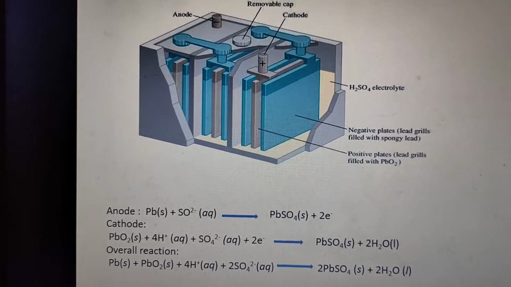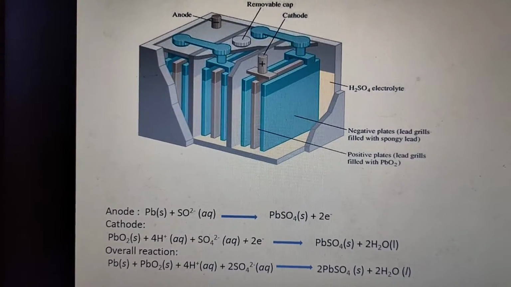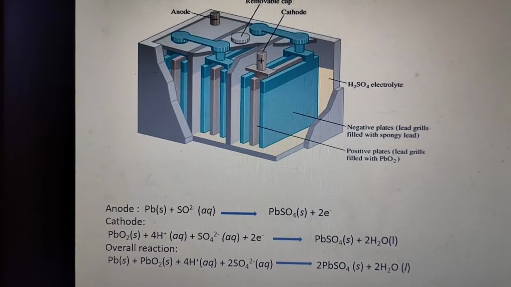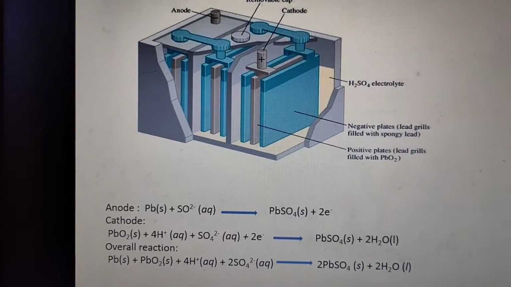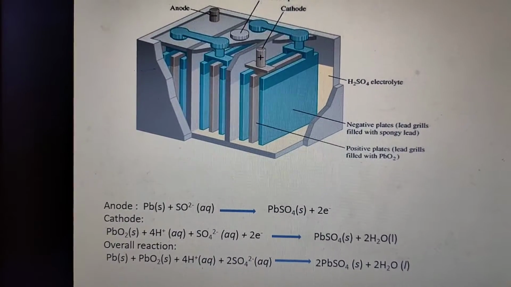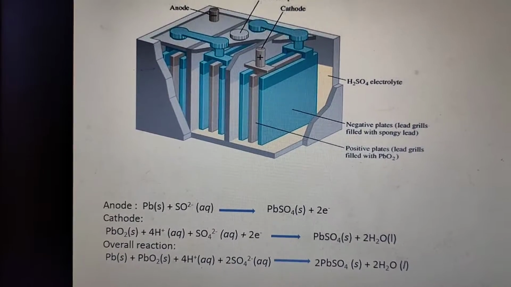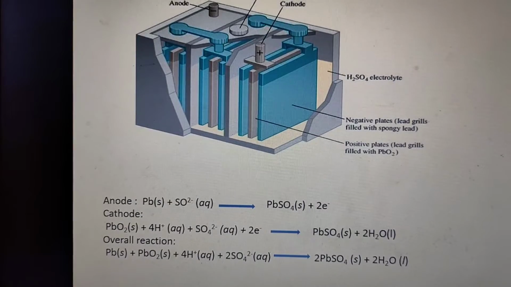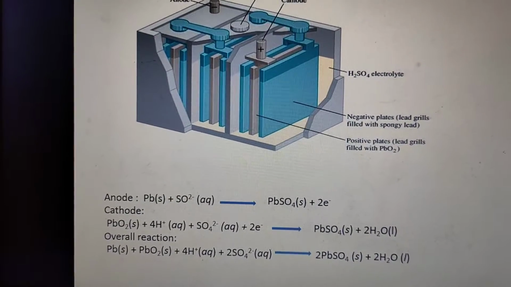Pb plus SO4 2 minus will give you PbSO4 plus 2 electrons. And at the cathode, what is happening? PbO2 is reduced to PbSO4. This is what I said earlier. Lead is oxidized to lead sulfate at the anode, and at the cathode, lead dioxide is reduced to lead sulfate.